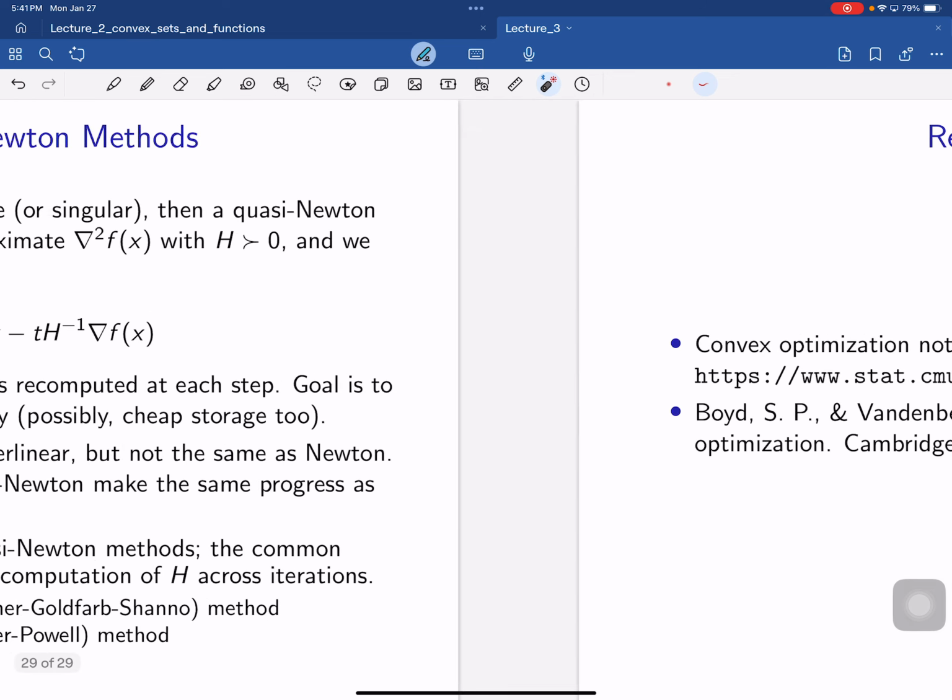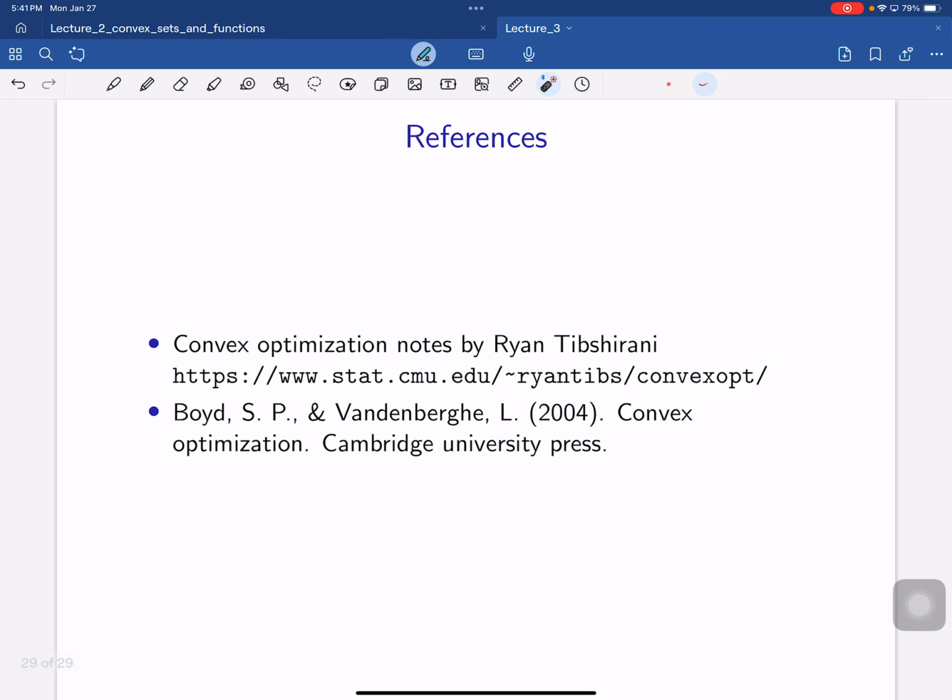Okay, so that's sort of all I want to talk about today. You can refer to, again, the convex optimization notes by Ryan Tibshirani and this convex optimization book.